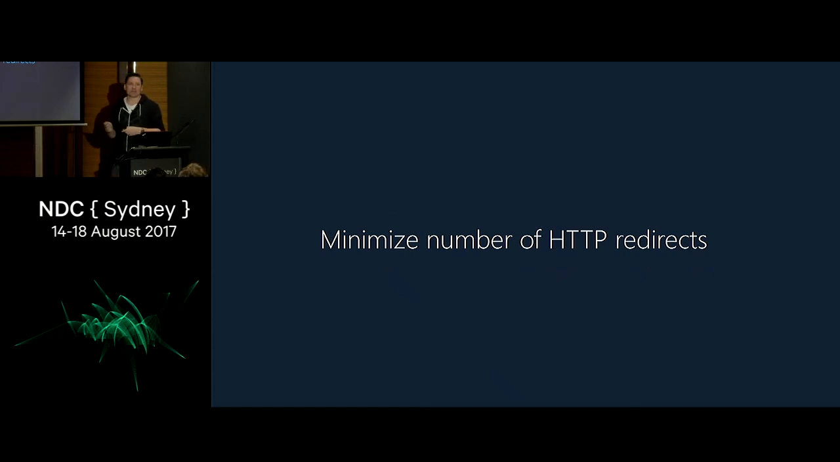So minimize the number of HTTP redirects. They will either be 301s or 302s, possibly 307s, that you throw back to the clients that will then have to follow another link. That's just more round trips. Try to handle that on the server, and minimize them to the client.